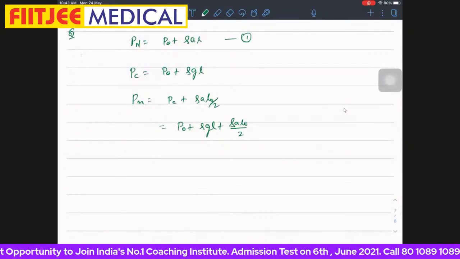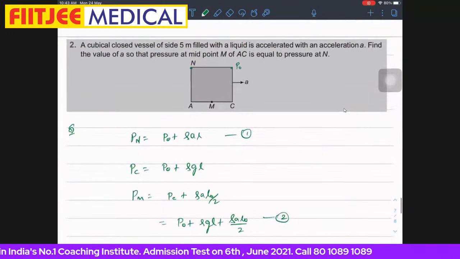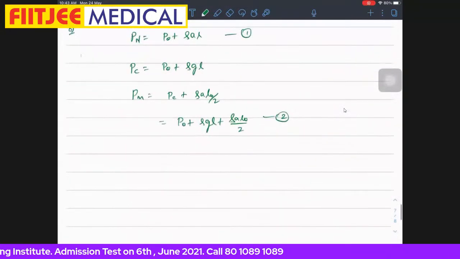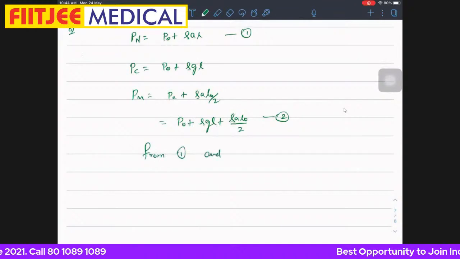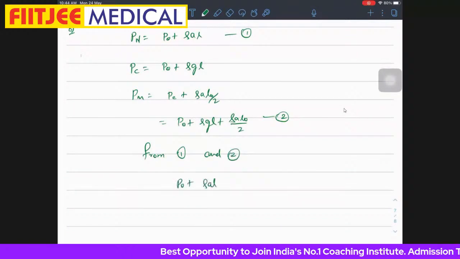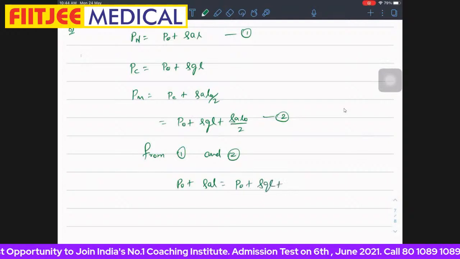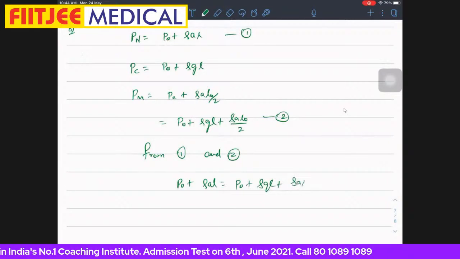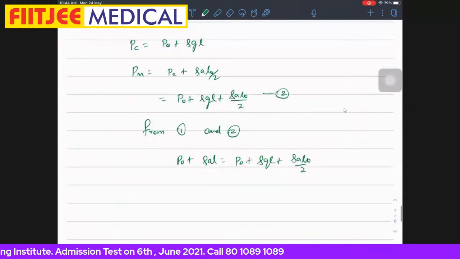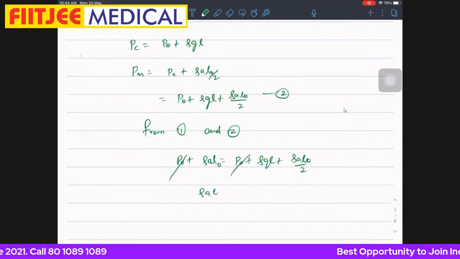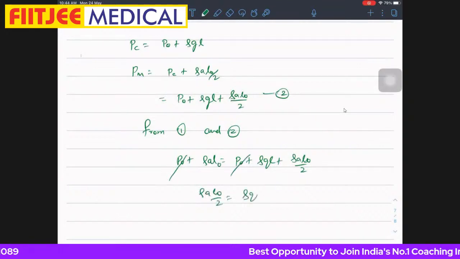Now equate both. This is equation 2. They are saying the pressure at point M equals the pressure at N. So from 1 and 2, I can write P naught plus rho AL equals P naught plus rho GL plus rho A L naught by 2. Same thing. So P naught is done, rho A L naught by 2 equals rho GL. So rho is done, L is done.